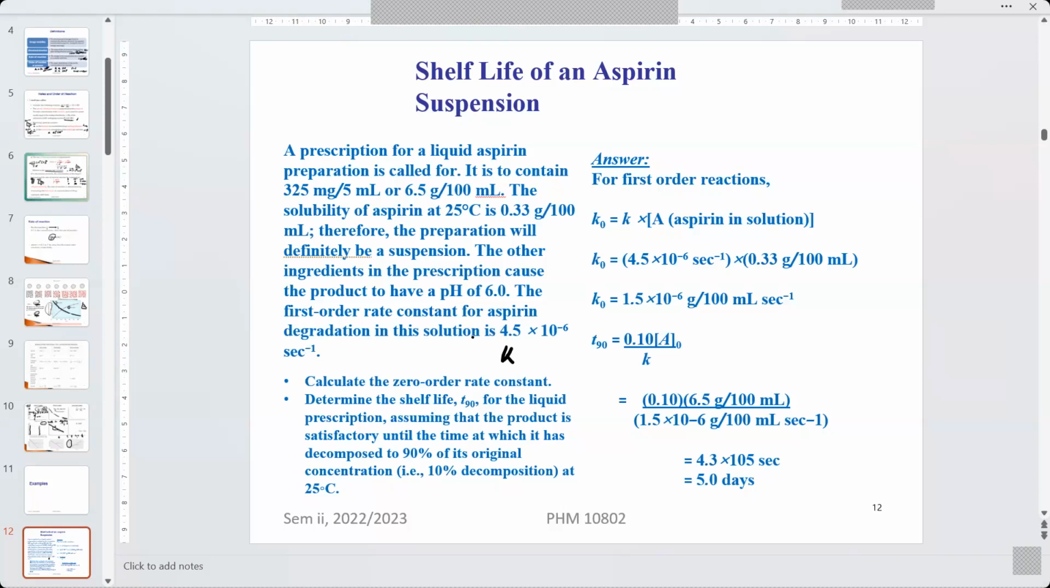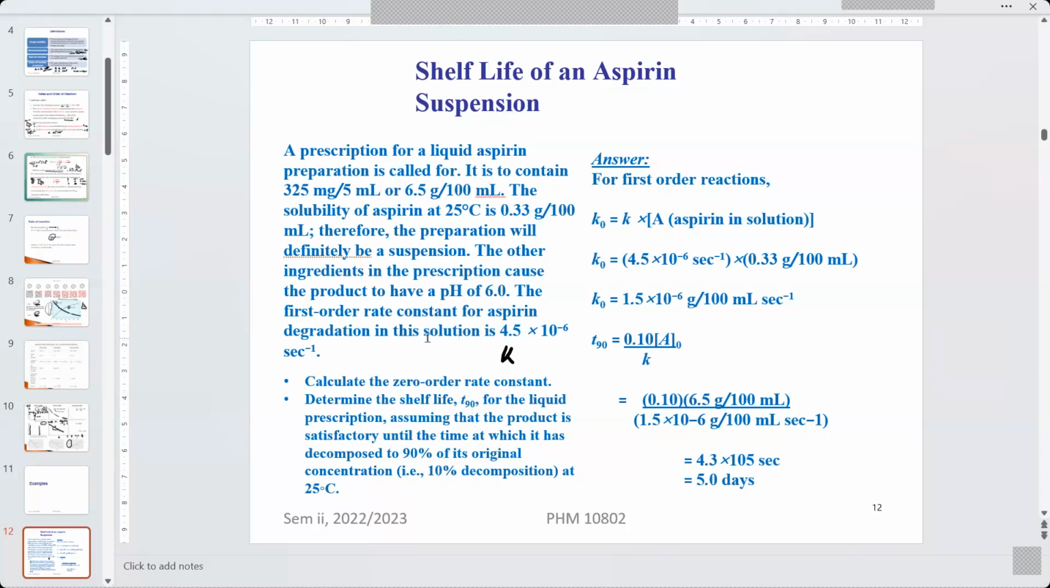Calculate the zero order rate constant. Determine the shelf life. The shelf life here is the time to reach 90% of the initial concentration. Assuming that the product is satisfactory until the time at which it has decomposed to 90% of its original value, it means we allow only 10% decomposition. From 100 to 90% means a decrease of only 10%.